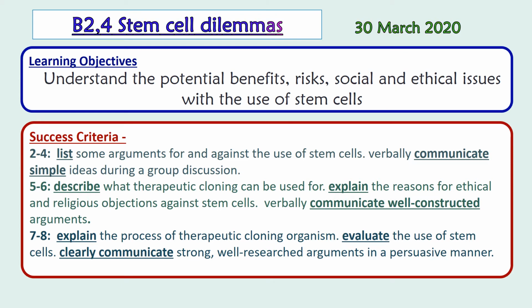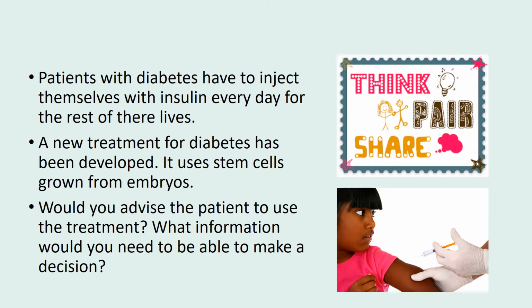If you can give really good examples, very specific objections, and you can verbally communicate with someone, that's brilliant. It might be worth actually having a discussion about this when we've finished with somebody, because you can really test your understanding if you can talk to someone about it. If you can explain what goes on in therapeutic cloning and evaluate it clearly, then you're going to be moving on to a grade 7 or 8, particularly if you can be persuasive. So let's just have a think about this.